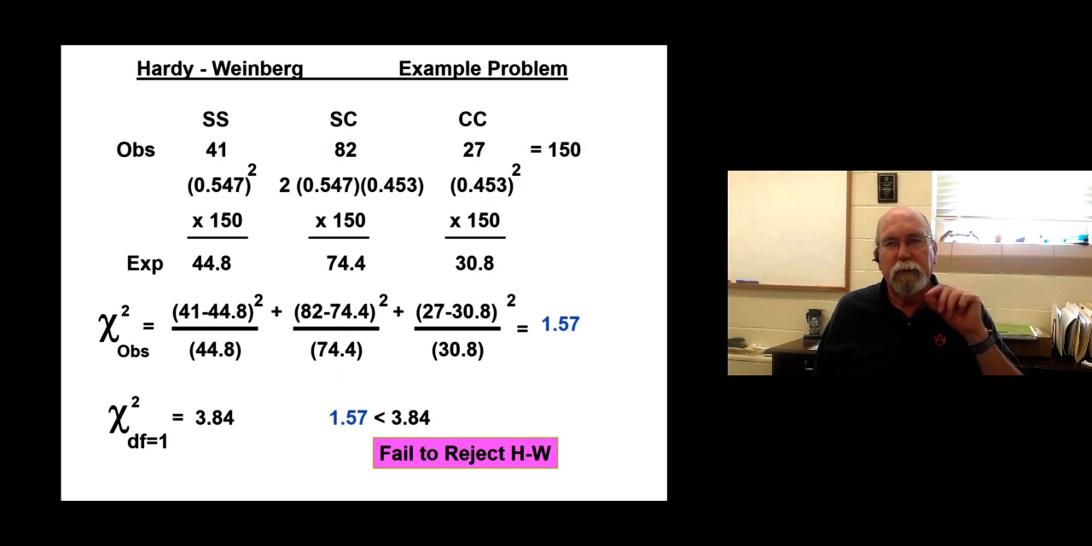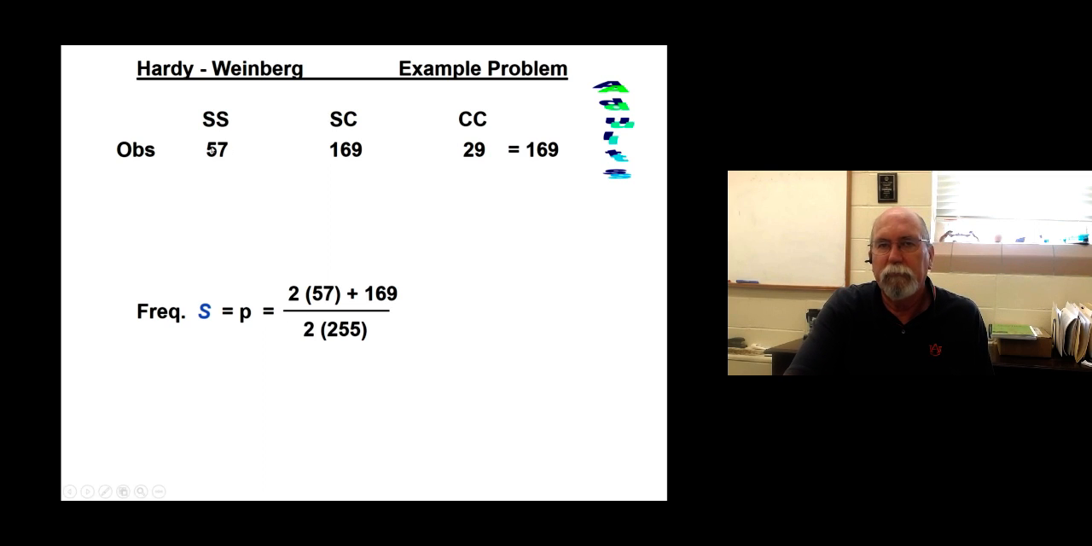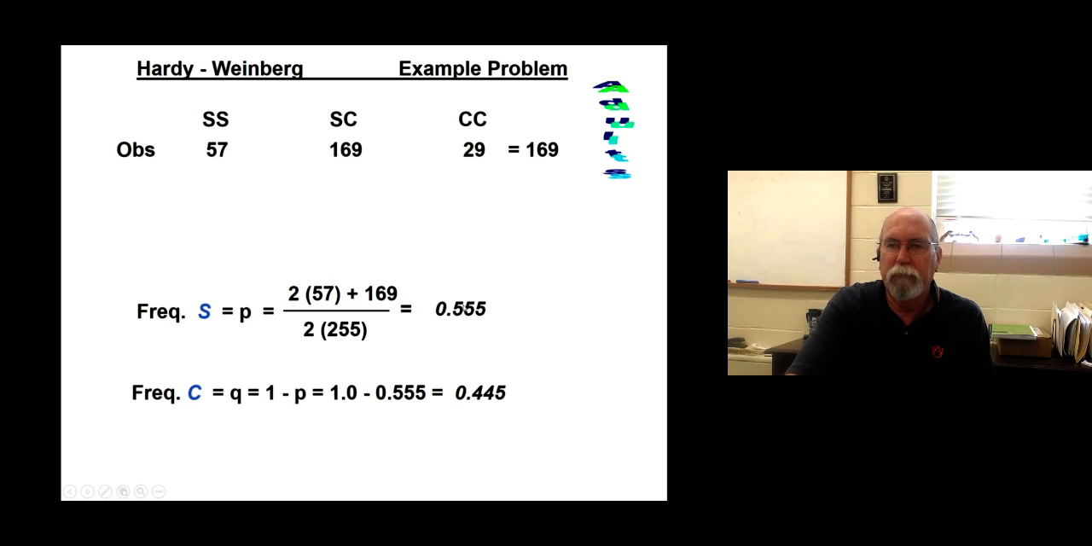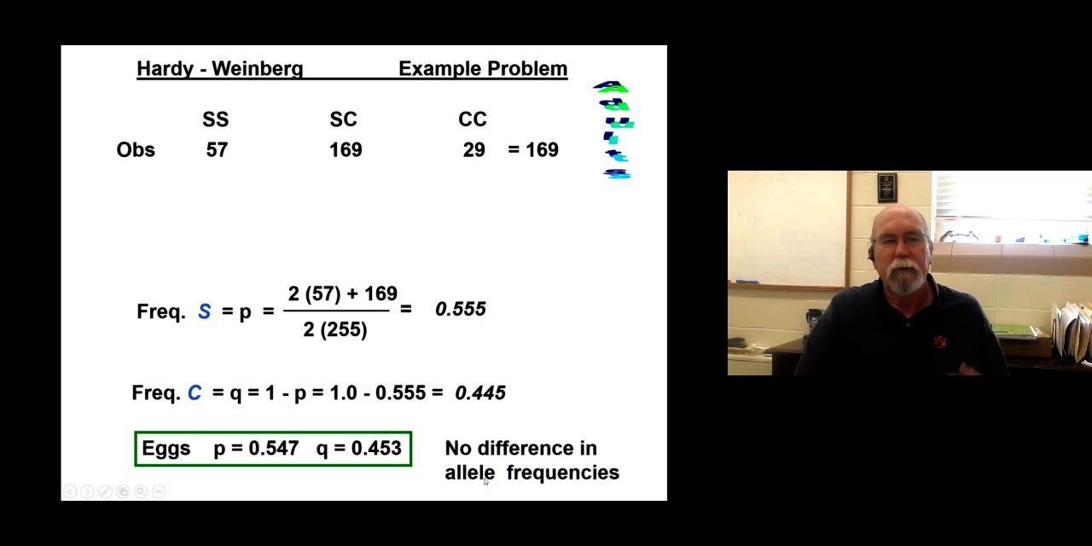Then they went and got adults, and they said, let's figure out the same thing in these adults. Obviously they have a different count, not 150 anymore, but they did the exact same thing. They calculated the frequency of the S allele, 2 times 57 plus 169 divided by 2 times the total, which gives us 0.555. 1 minus that is 0.445. So for our purposes, 0.55, 0.545. These were the numbers we had for the eggs, and they're just spot on, within rounding error. So allele frequencies are exactly the same in the eggs as they were in the adults.